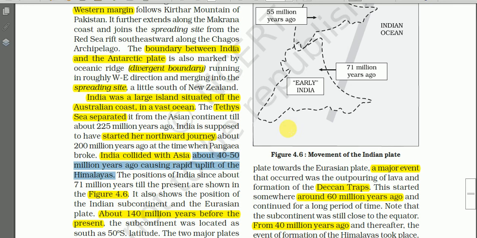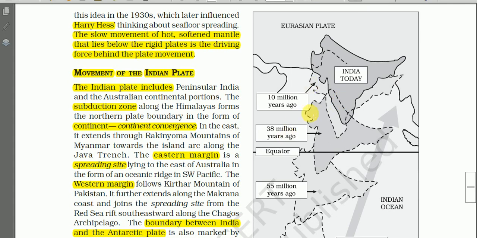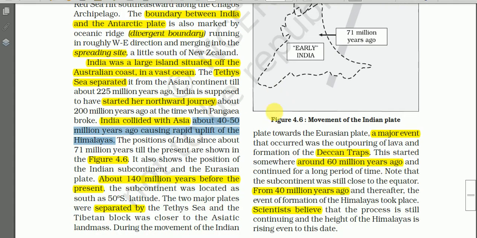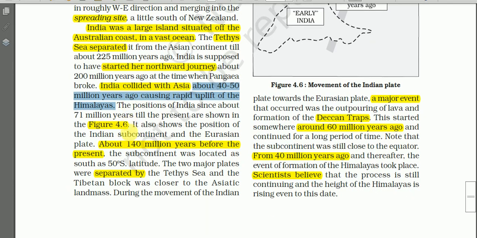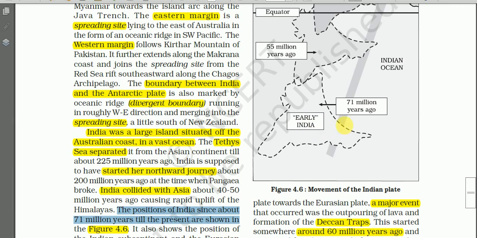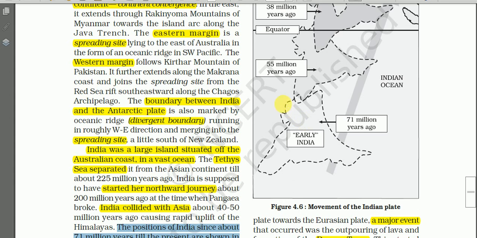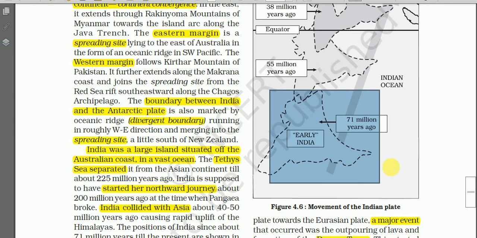Just see here, this is the map. So first let us read: the position of India since about 71 million years till present are shown in figure number 4.6. Now see here, 70 million years ago India was south of the equator, near Antarctica.